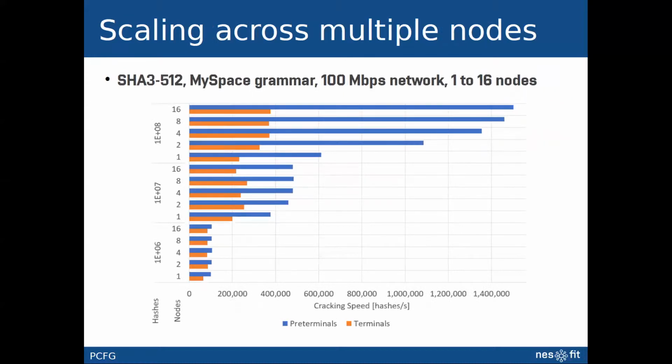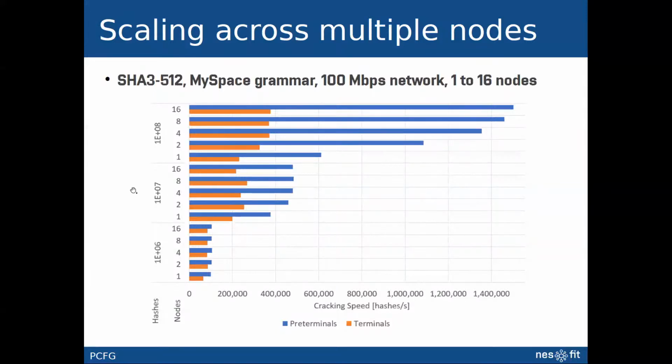So let's see the results. This graph shows the achieved cracking speed on the SHA-3 512 algorithm. The grammar here was trained on a MySpace dictionary, which leaked from an attack on the MySpace portal containing real user passwords. The link speed here, which interconnected the nodes, was 100 megabit. And we tried the cracking on 1, 2, 4, 8, and 16 nodes.